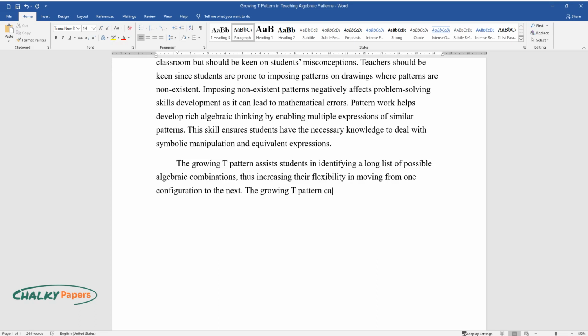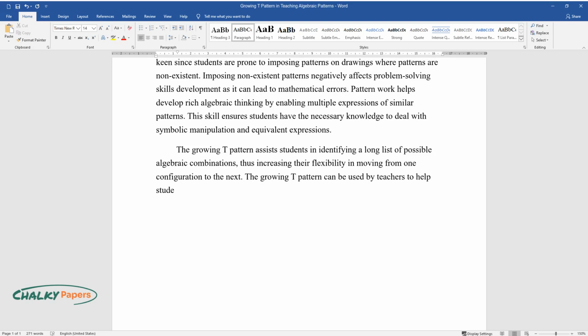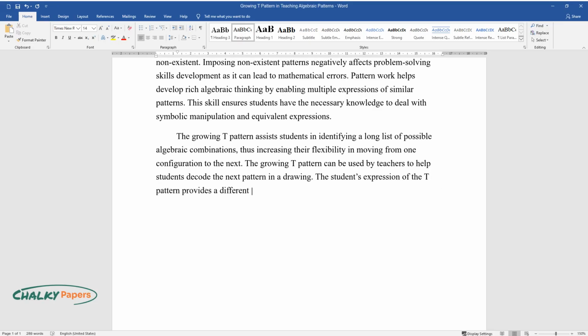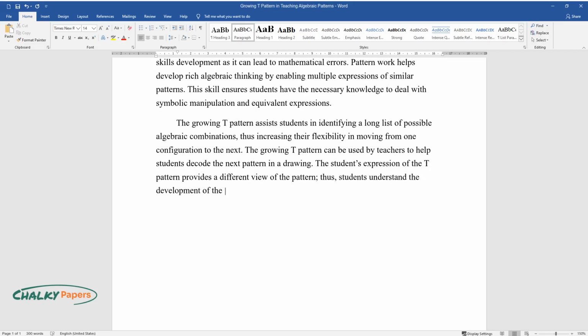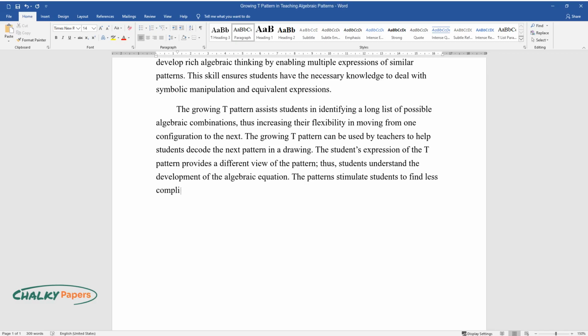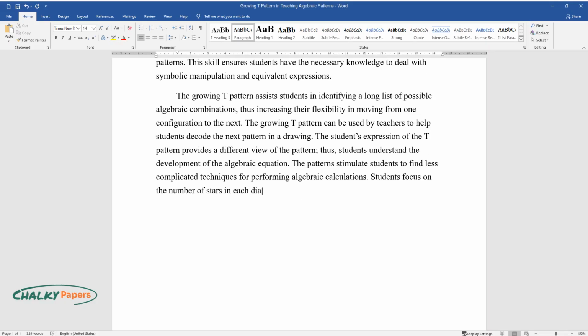The growing T pattern can be used by teachers to help students decode the next pattern in a drawing. The student's expression of the T pattern provides a different view of the pattern. Thus, students understand the development of the algebraic equation. The patterns stimulate students to find less complicated techniques for performing algebraic calculations. Students focus on the number of stars in each diagram and simple algebraic expressions.